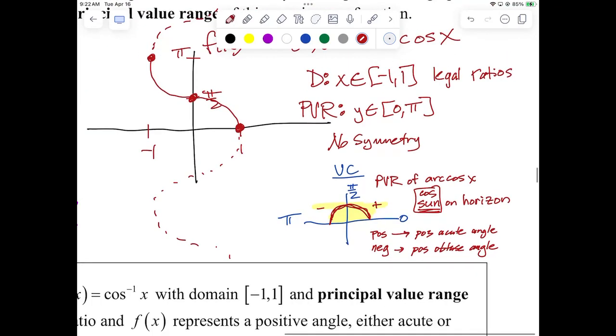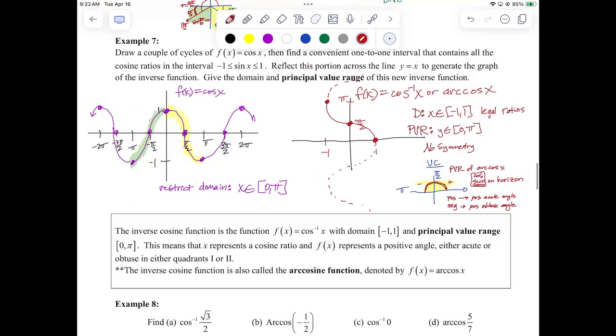Okay, so remember we got sine is the half moon, arc sine is the half moon, and then arc cosine is the cosun, cosun on the horizon. Cosunrise, cosunset, whatever you want to call it.